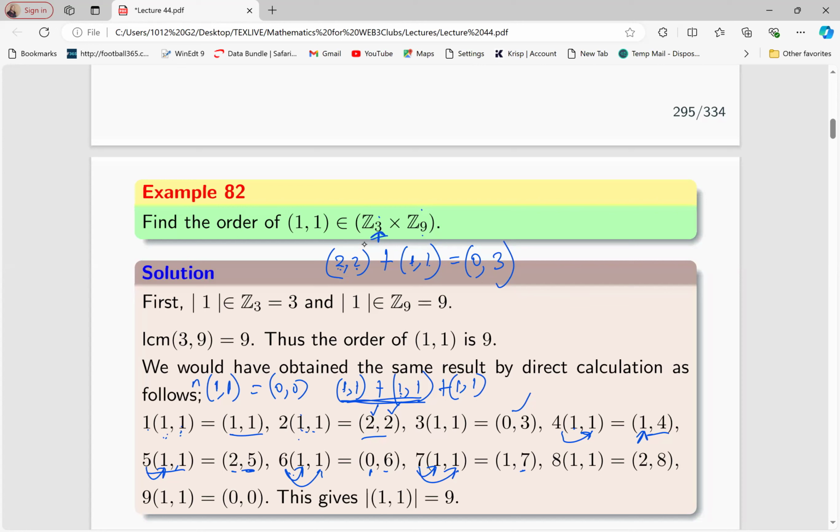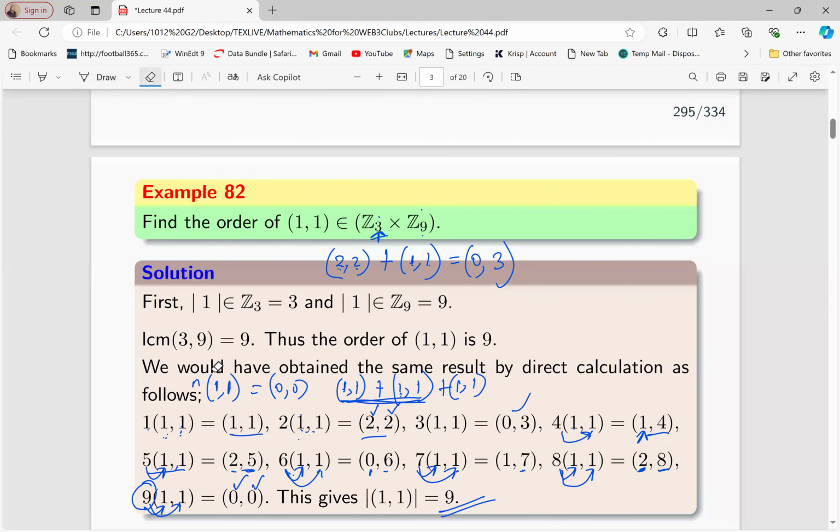Then 8 times, this will be 8 mod 3, which is 2, and that will be 8 mod 9. Then 9 times, this will be 9 mod 3, which is 0, and that will be 9 mod 9, which is again 0. So we've obtained the 0, 0 we were looking for, the identity element. And how many times have we added 1, 1 to itself? 9 times. And therefore, that means the order of 1, 1 is 9.